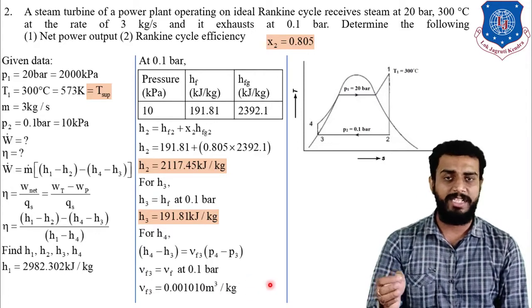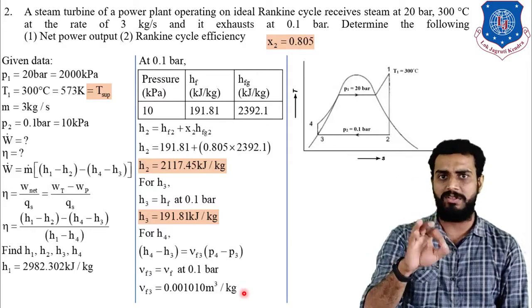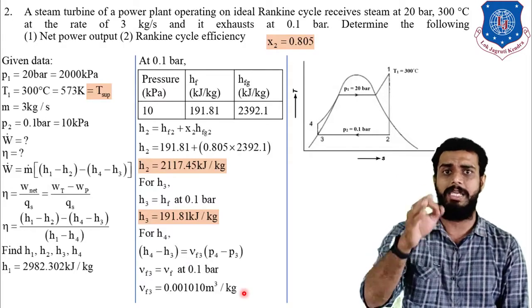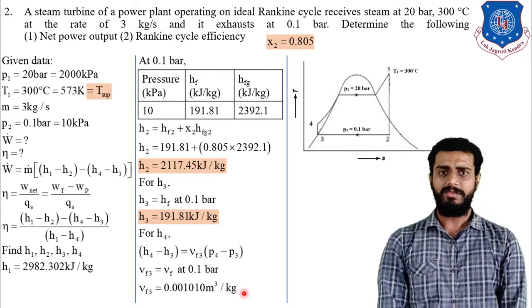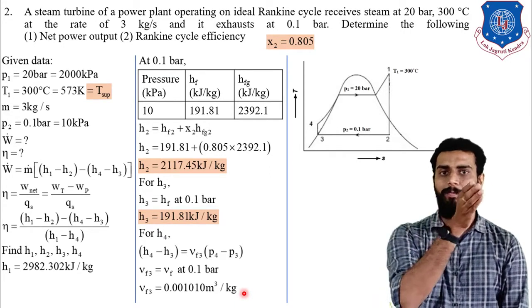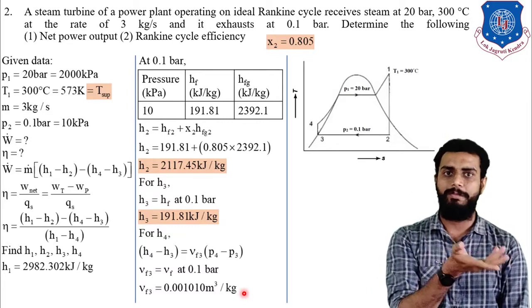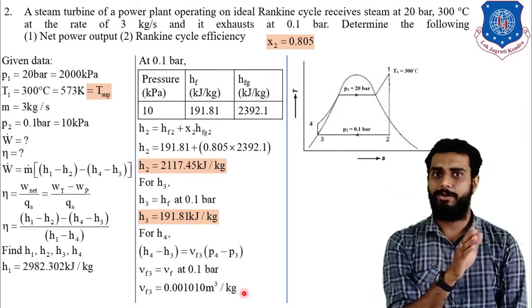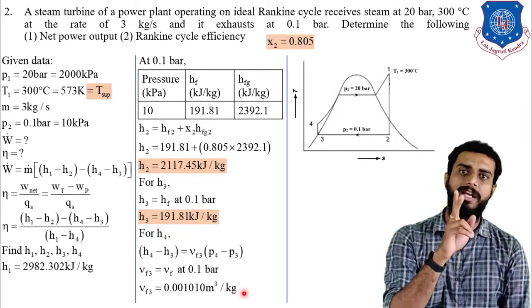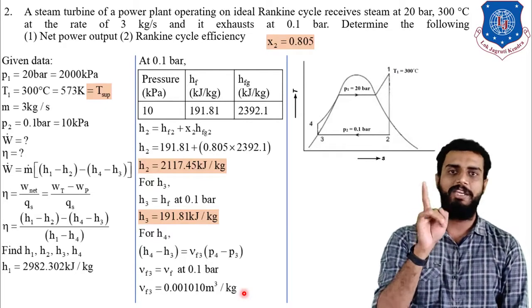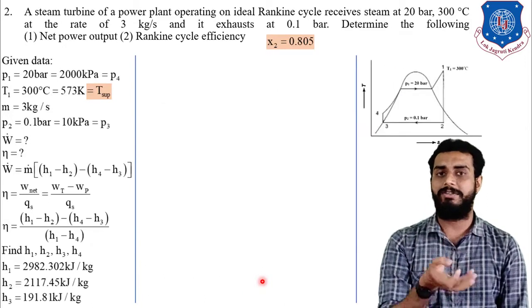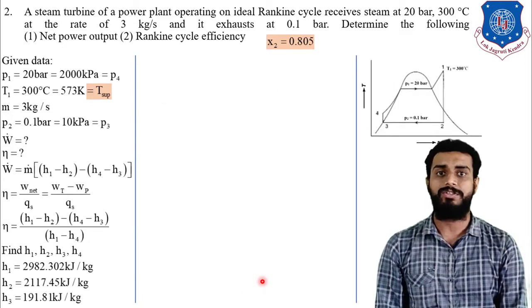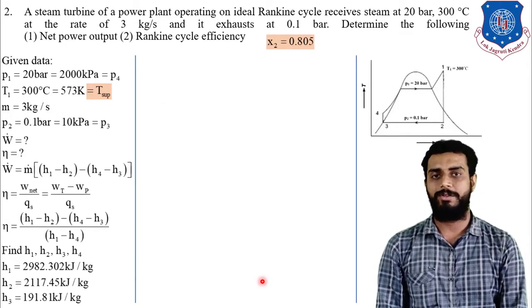So we have v_f3. Now P4 and P3. Just pause this video for a second and tell me what P4 and P3 are. Simple. P4 is equivalent to P1 and P3 is equivalent to P2, because 4 to 1 and 2 to 3 are both constant pressure processes. So P4 is equivalent to P1, that is 20 bar, and P3 is equivalent to P2, that is 0.1 bar. So you will substitute those values.